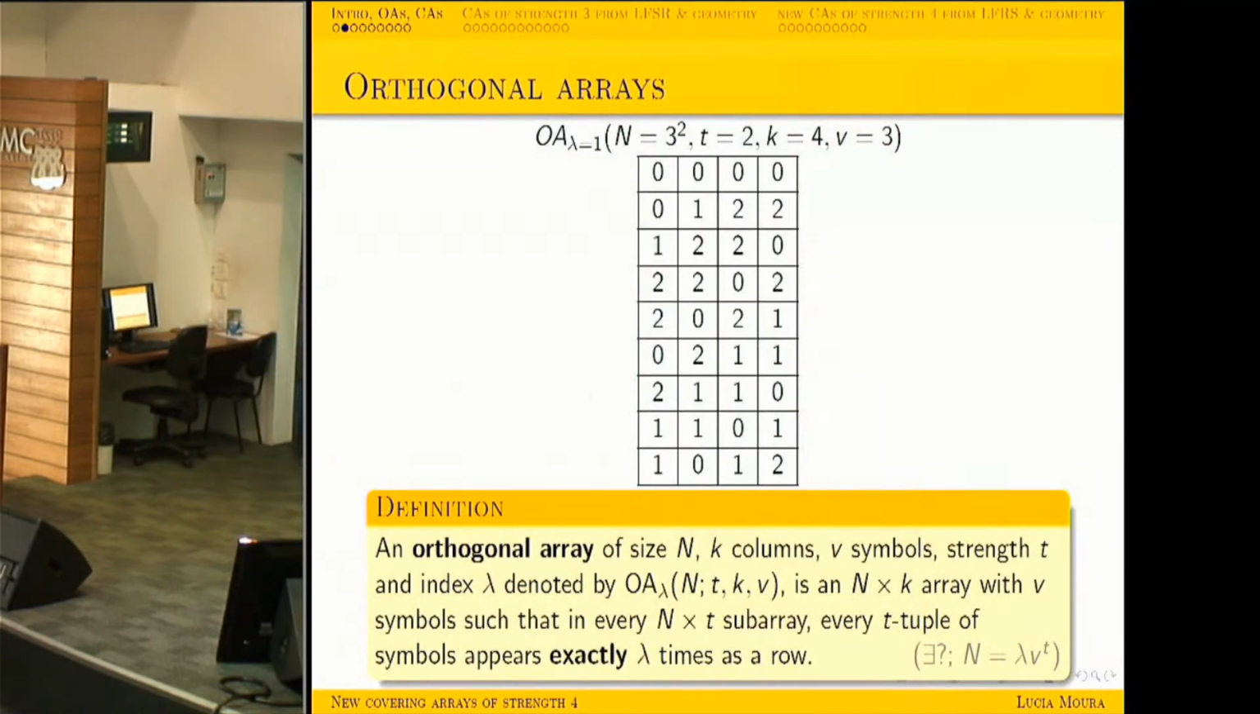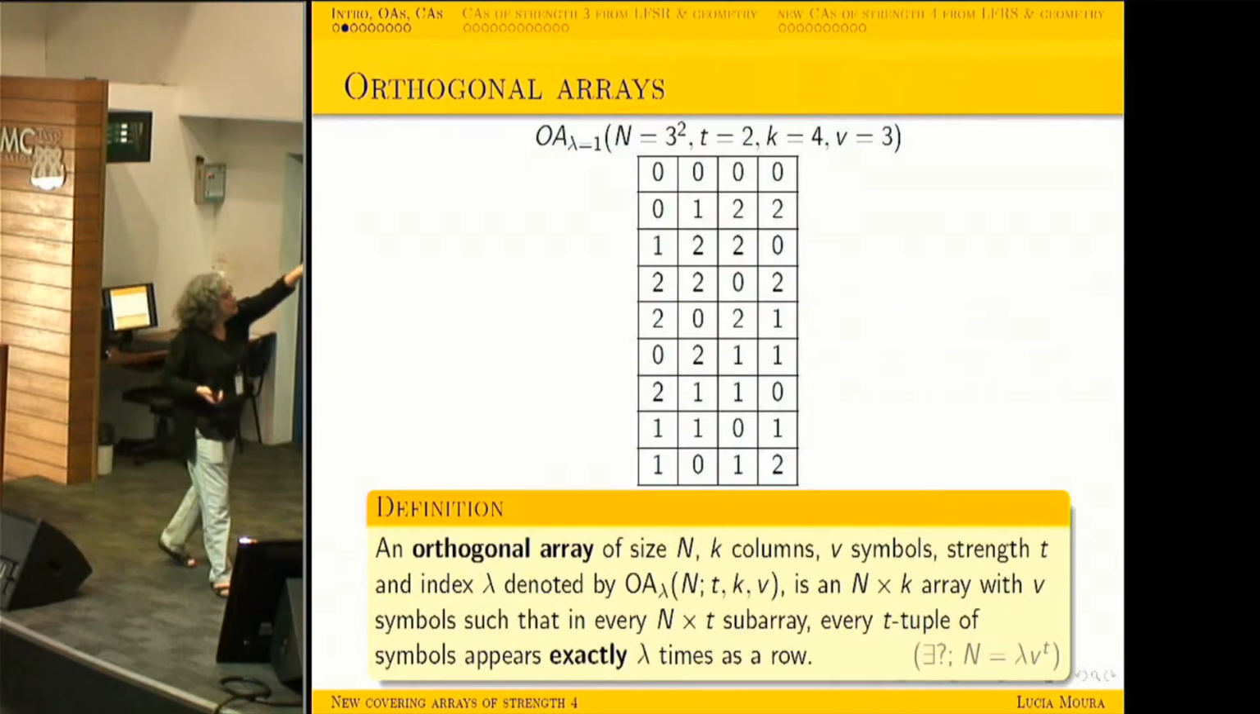So what's an orthogonal array? An orthogonal array has n rows, k columns, and symbol set V. The important property is that you have a certain strength t. That t tells me I should pick any t columns of that array, look at that subarray, and every t-tuple of the alphabet should appear the same number of times, lambda. In many cases, our lambda is going to be 1.